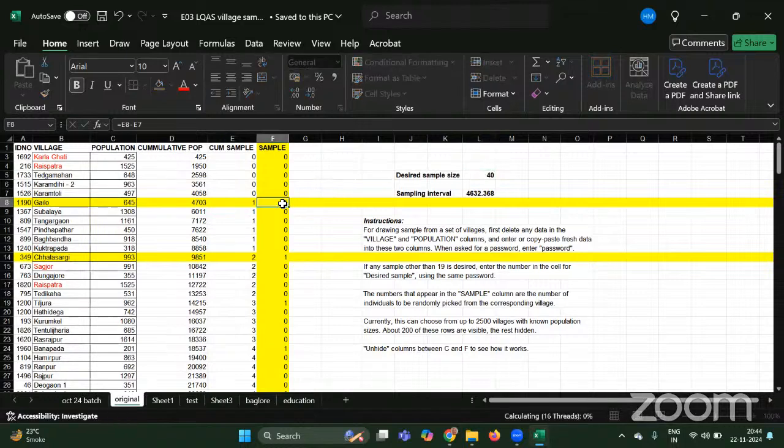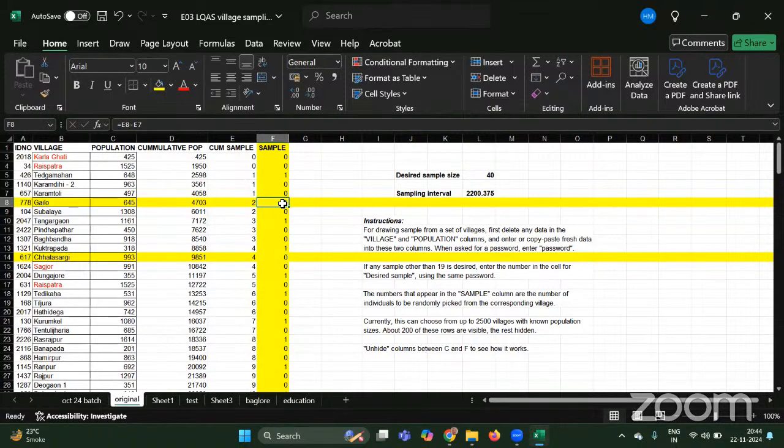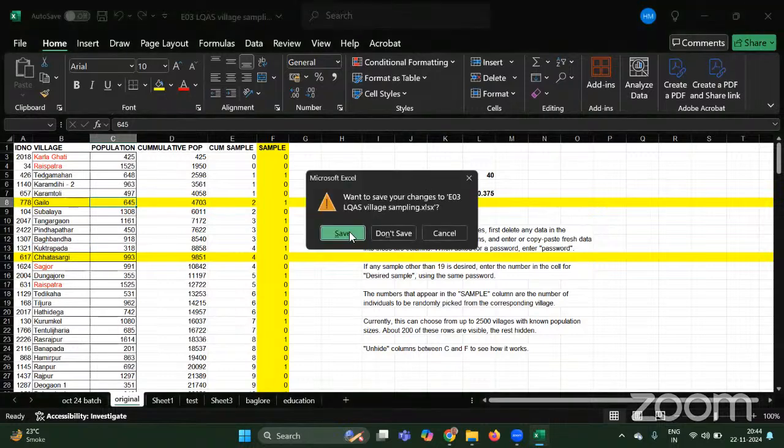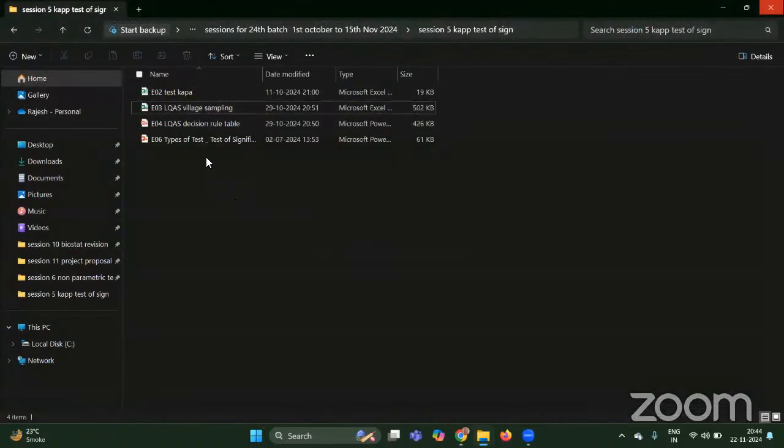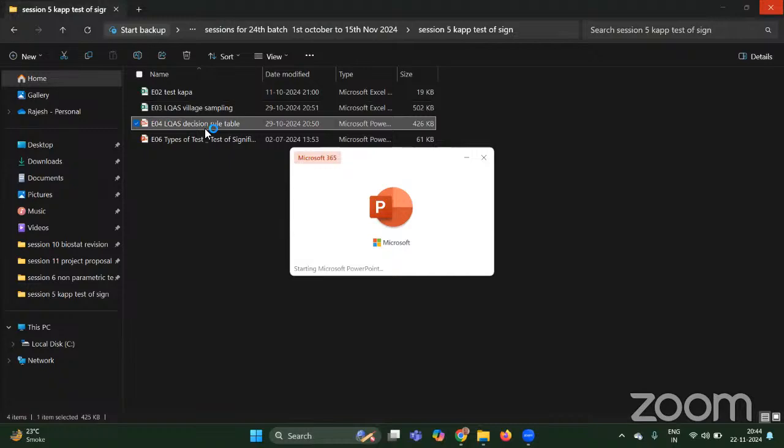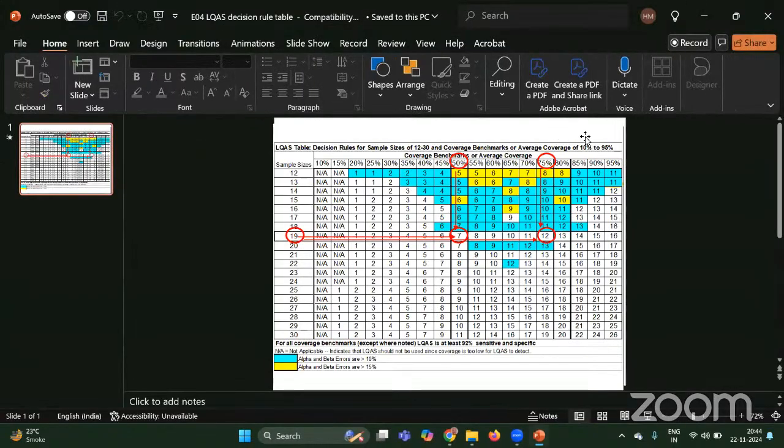And from each cluster, instead of taking one, you take 6 individuals of your characteristic. Then 6 from each cluster will make 240 individuals. This is how the table which is given to you is a template you can utilize for cluster sampling also. The result you can read from the decision rule table, which is so simple.